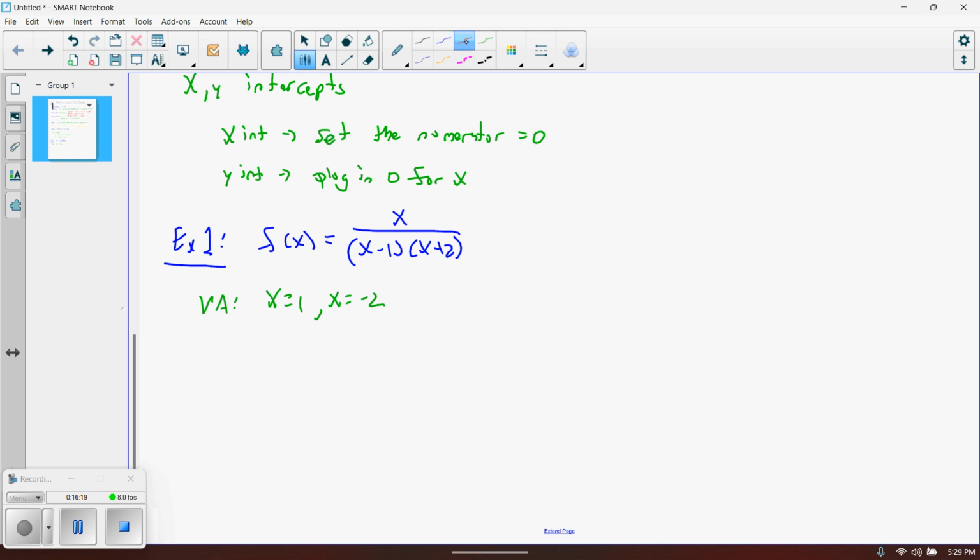Okay, now let's look and see, do we have any horizontal asymptotes or slant asymptotes? And you will either only have one or the other. You cannot have both.